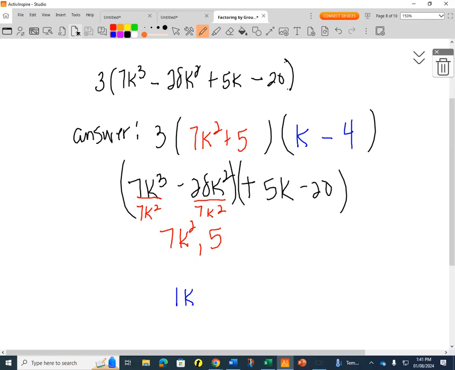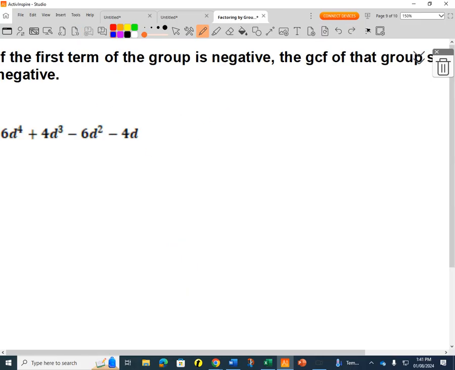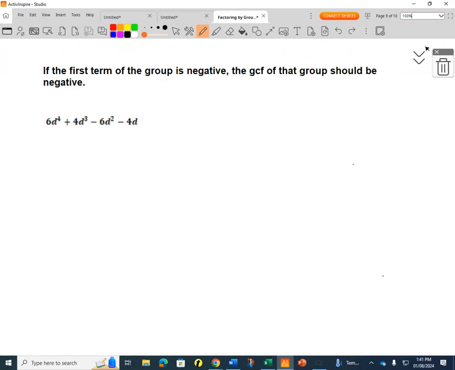And one more example. If the first term of the group is negative, the greatest common factor of that group should be negative. That means we're going to make it a negative. Whatever common factor it would have been, we just call it a negative. So let's go ahead. Step 1 is to do what? Group it. Step 2? Tony, what's step 2?